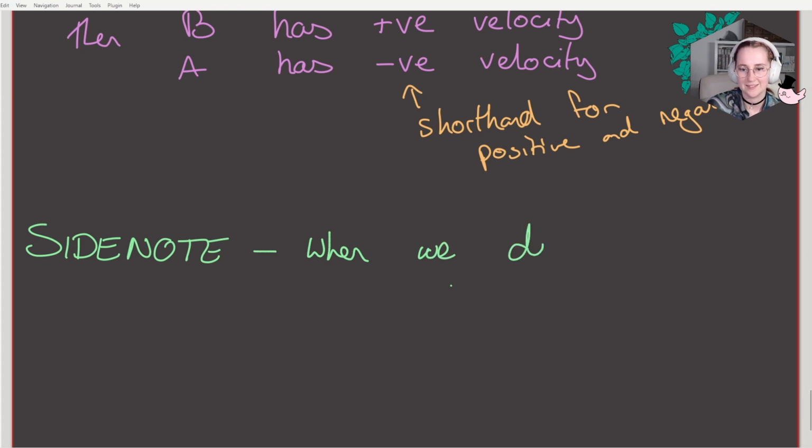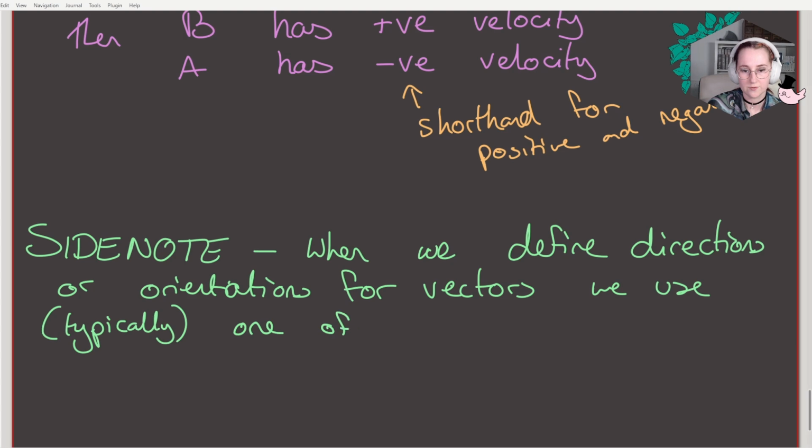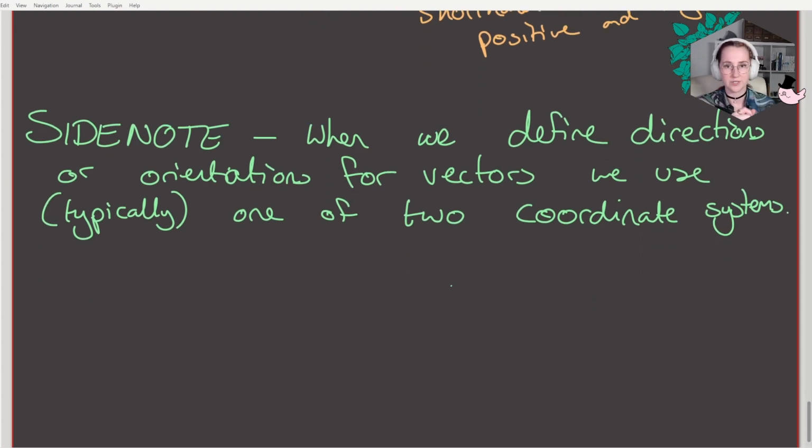And so when we define directions or orientations for vectors, typically one of two coordinate systems. Now, there are a lot of coordinate systems, and there are a lot of right or wrong or questionable answers in between. We're going to focus on the ones that are needed for the sorts of questions and problems that I'm going to ask. I am aware there are others, and I am aware there are generalizations, but for the minute, we're just going to stick with those two.